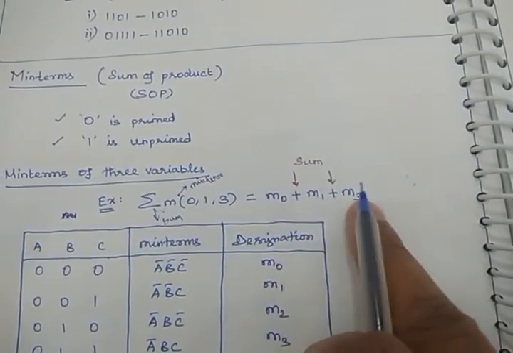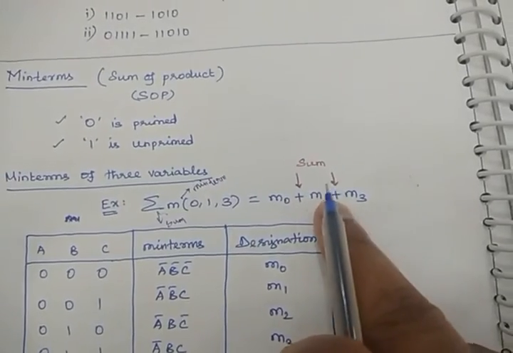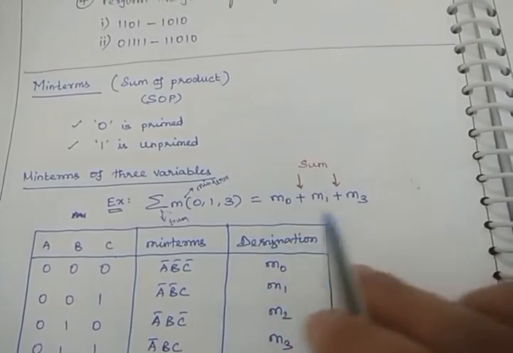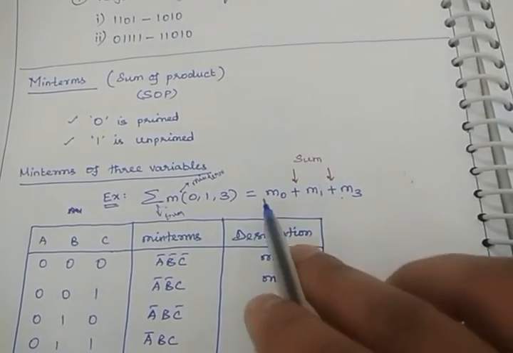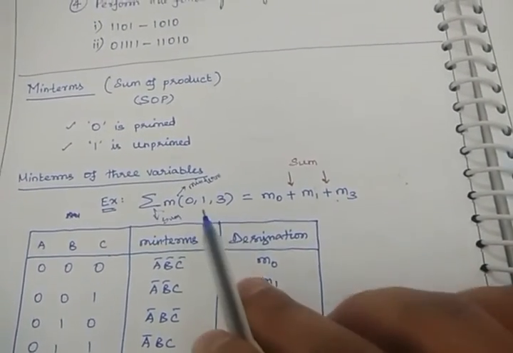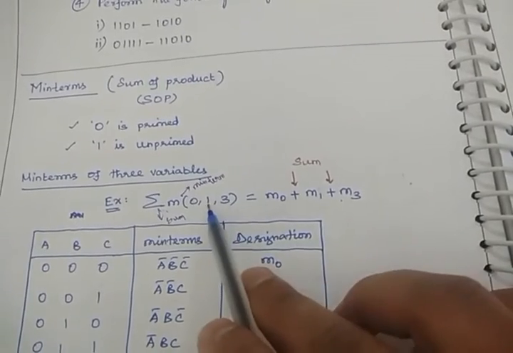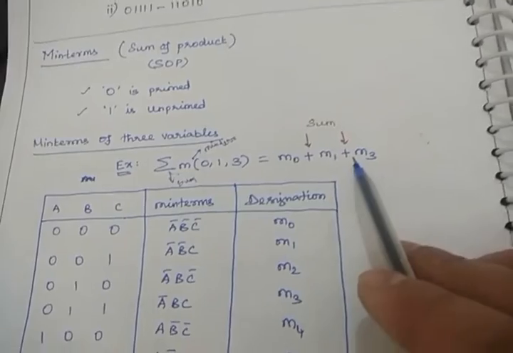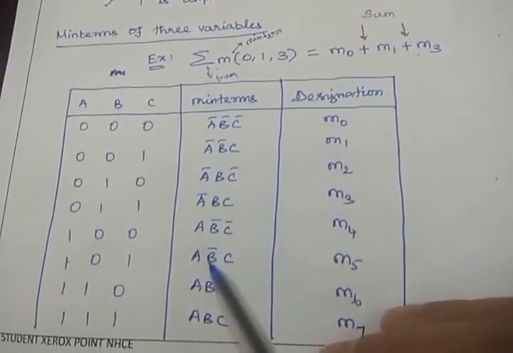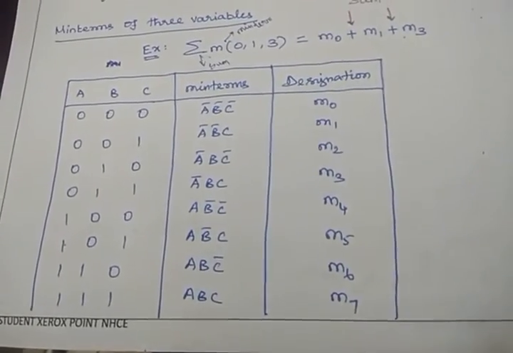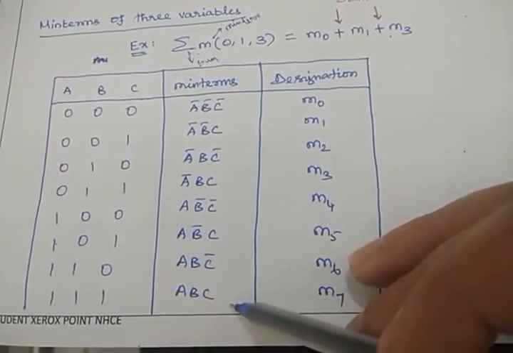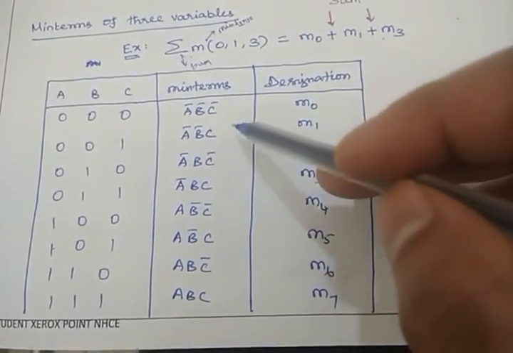See here the terms are in addition. That's why sum of product terms. These are product terms, or we can say min terms. So 0 means M0, 1 means M1, 3 means M3. So we'll see the notations and how we define the min terms for the 3 variables.